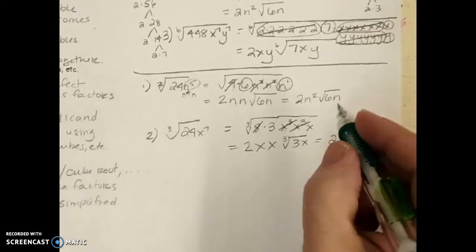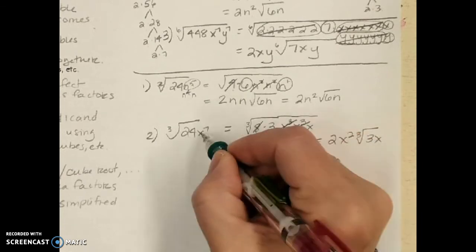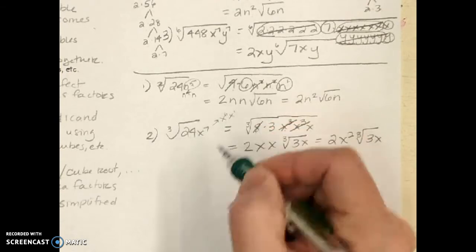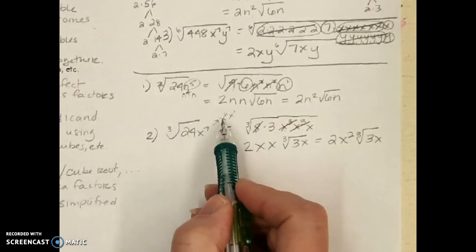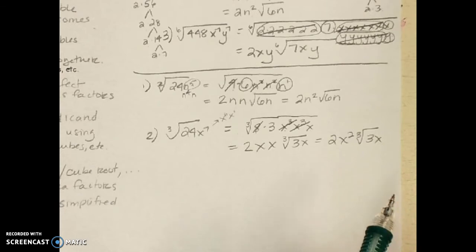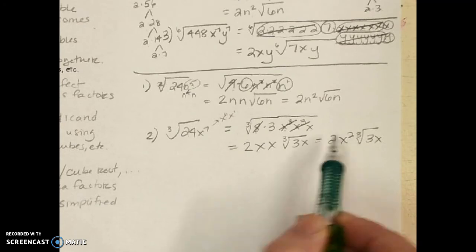I'm going to do my little side note over here on this part. I could have taken that x to the 7th and broken it down to x to the 6th times x to the 1st. And when I take the cube root of x to the 6th, what I would do is 6 divided by 3, and it would give me 2.